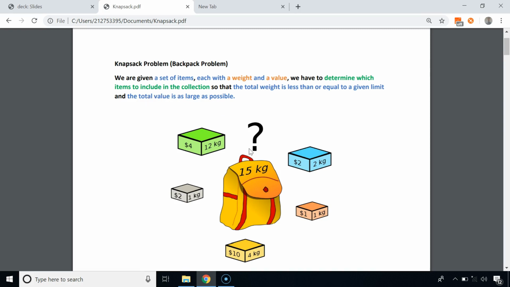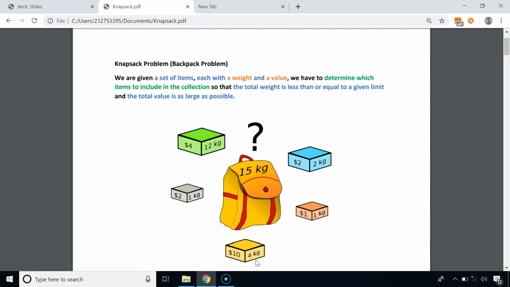So here we have a knapsack of capacity 15 kilograms and we have 5 items. This green item has a weight of 12 kg and it will give us a value of $4. Then this blue item has a weight of 2 kg and it will give us a value of $2. Then this gray item has a weight of 1 kg and it will give us a value of $2. Then this orange item has a weight of 1 kg and it will give us a value of $1.